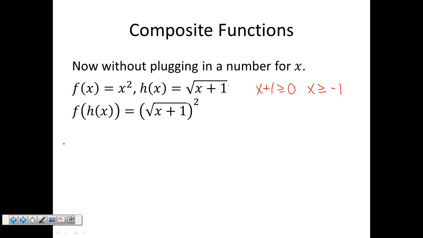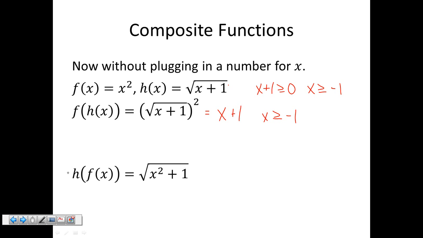So let's take a look at f of h of x. So I'm plugging the square root, the whole thing, into x squared. Now, cool thing, that square root cancels, and I have x plus 1. But because a piece of it was limited, I could only plug numbers greater than or equal to negative 1 into h of x. We bring along those limitations. So even though it doesn't look like there's a problem, I still have to say that x has to be greater than or equal to negative 1.